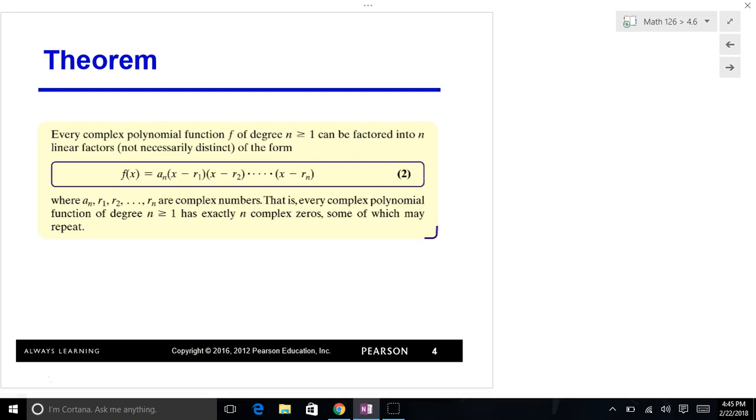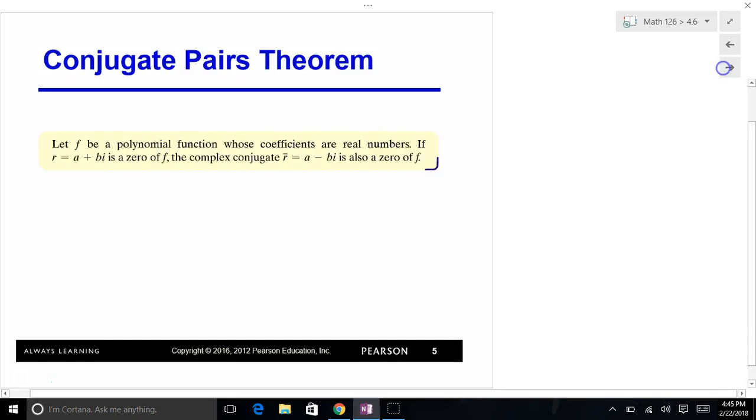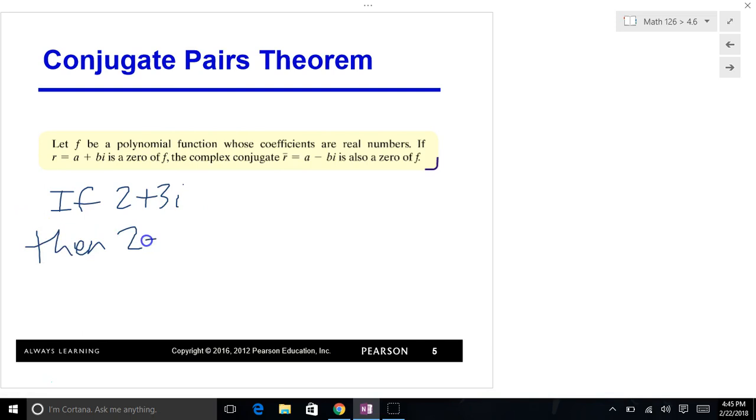Which takes us to the next theorem. Every complex polynomial function of degree n can be factored into n linear factors as well. So if you have n zeros, you're going to have n factors. The conjugate pairs theorem states that if a plus bi is a zero, these complex zeros come in pairs. That means its complex conjugate is also a zero. So for instance, if 2 plus 3i is a zero, then its conjugate, 2 minus 3i, where you change the sign in between, is also a zero.